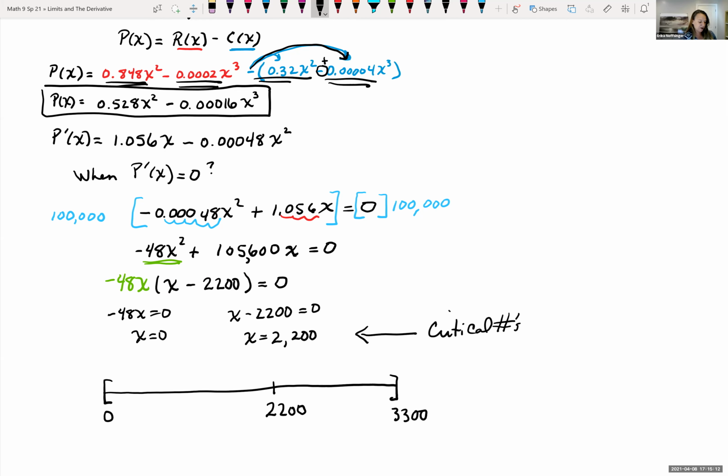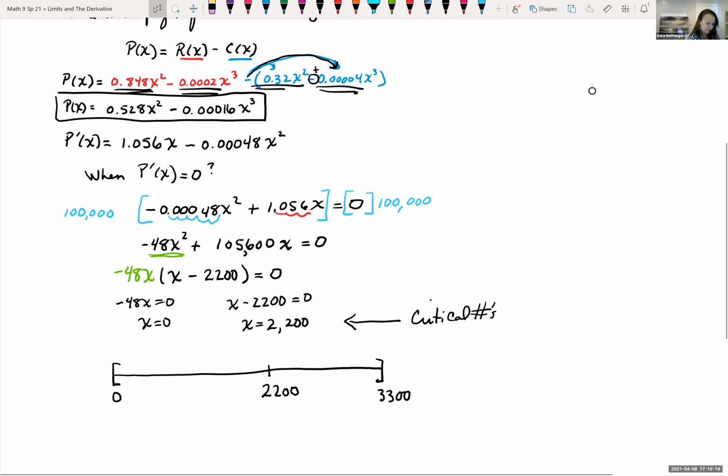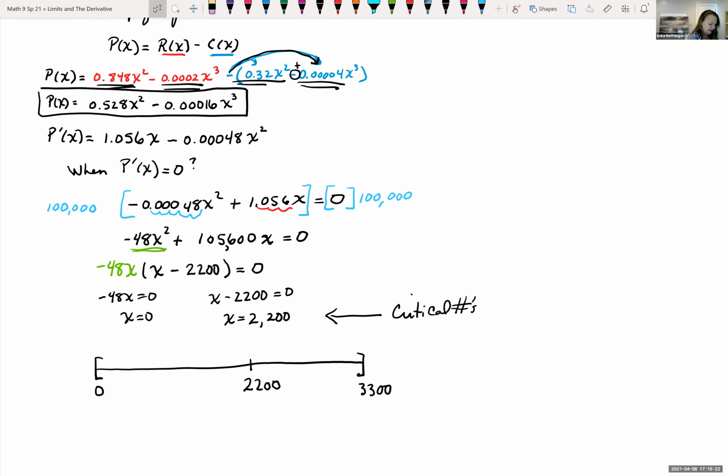So we want to choose a number between 0 and 2,200. Any number in there. I would probably choose something small and not a fraction. So how about x equals 1? We want to plug this back into the derivative function, so p prime of 1. Here, we really don't care what number we get back. We just care, is it a positive number or a negative number? You can figure that value out if you want, but again, we're just curious whether it's positive or negative.